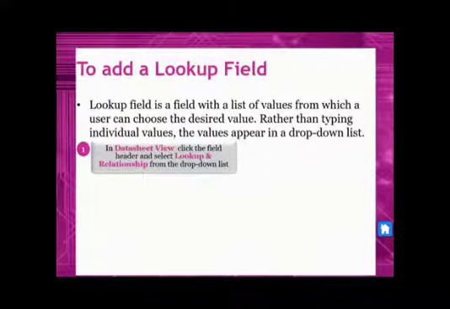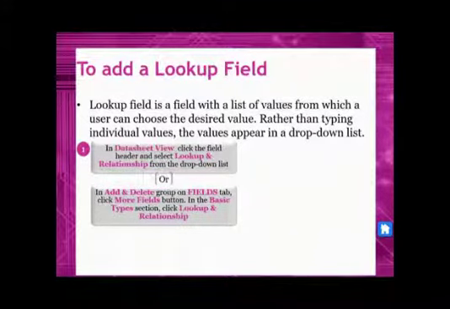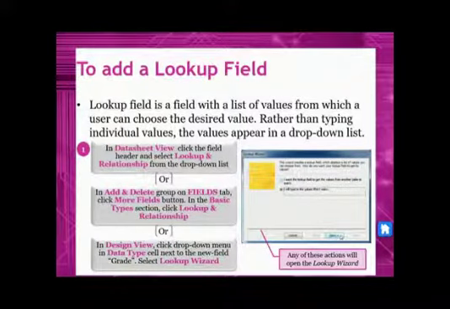In Datasheet view, click the field header and select Lookup and Relationship from the drop-down list. Or in the Add and Delete group on the Fields tab, click the More Fields button. In the Basic Type section, click Lookup and Relationship. Or in Design view, click the drop-down menu in the Data Type cell next to the new field Grade, and select Lookup Wizard. Any of these actions will open the Lookup Wizard.